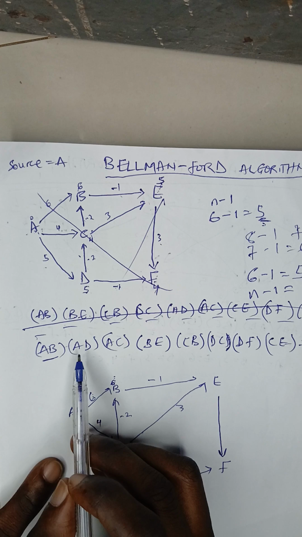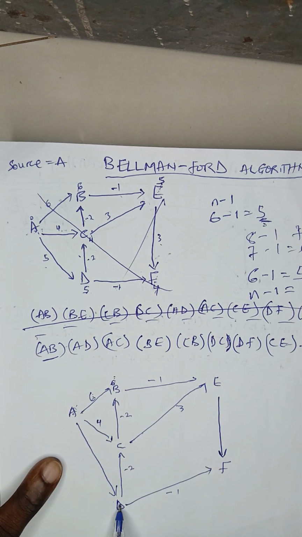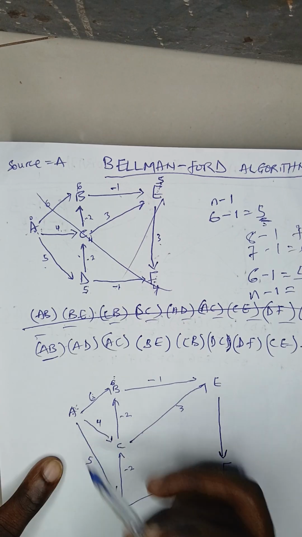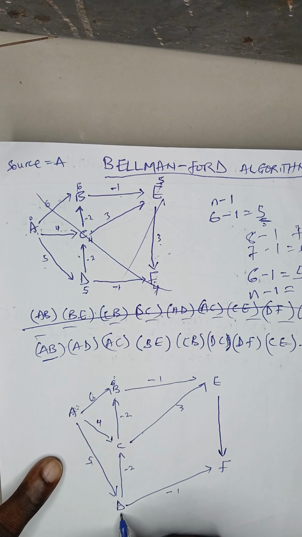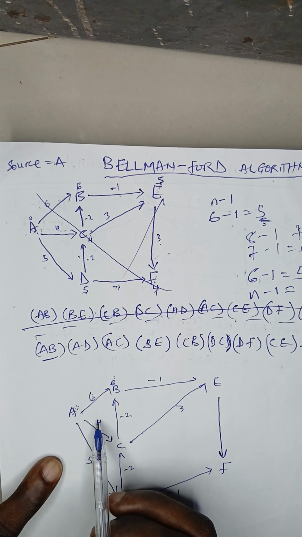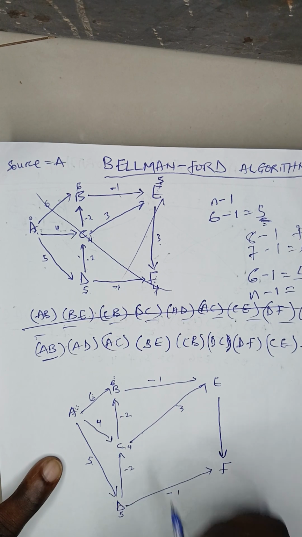Okay, let's go to AD. We check AD. Have you seen it? Okay, what is the cost involved? I think D has a value. I did not write it, sorry. AD. A is 0. 0 plus 5. That would be 5. You write it here because D is infinity and 5 is less than infinity. Okay. AC, A to C, A is 0. 0 plus 4. That will give you 4. C is infinity, so you update it. 4.